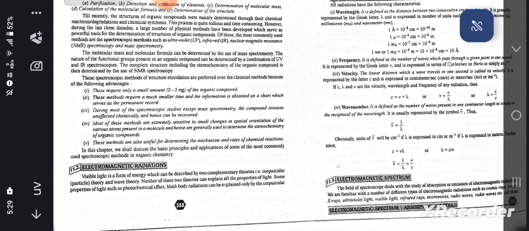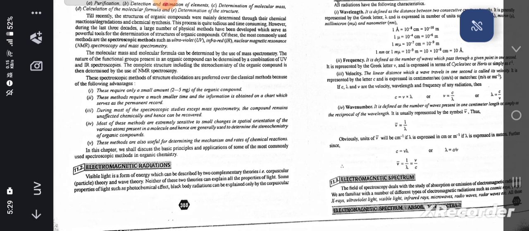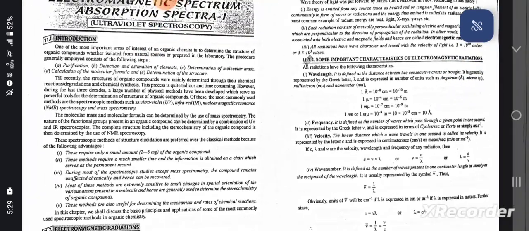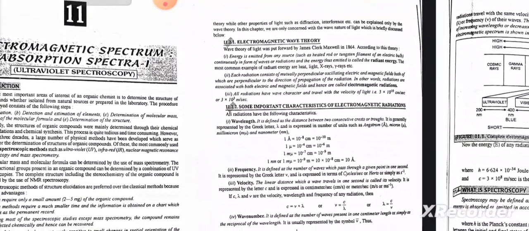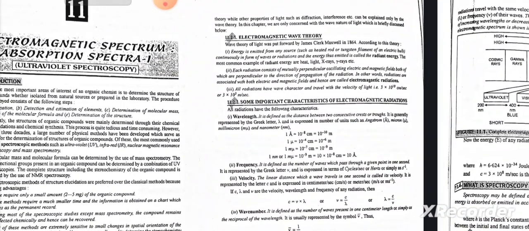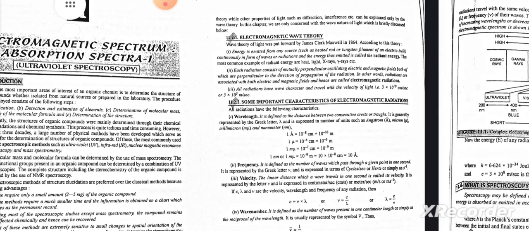Visible light is a form of energy which can be described by two complementary theories, that is, particle theory and wave theory. Neither of these two theories can explain all the properties of light. Some properties of light, such as photochemical effect and black body radiations, can be explained only by the particle nature, whereas other properties of light, such as diffraction and interference, can be explained only on the wave theory. In this chapter, we are only concerned with the wave nature of the light, which is briefly discussed below.